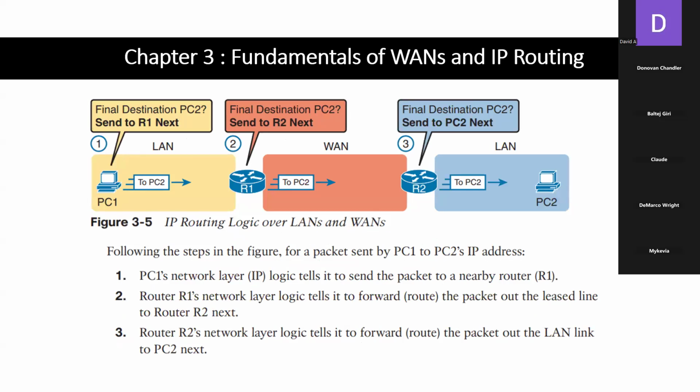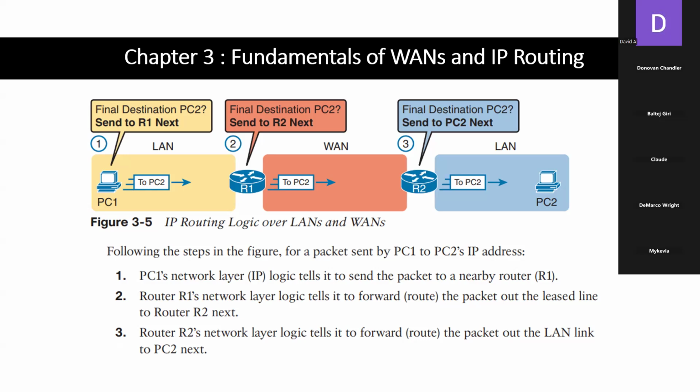So what is the IP routing logic? Let's walk through it. We have PC1 and it wants to talk to PC2. Let's go through these steps. PC1's network layer IP logic, or the IP stack on its PC, tells it to send the packet to a nearby router, R1. The goal is to send it to PC2, but first it needs to send that traffic to a nearby router. That's the network layer logic.